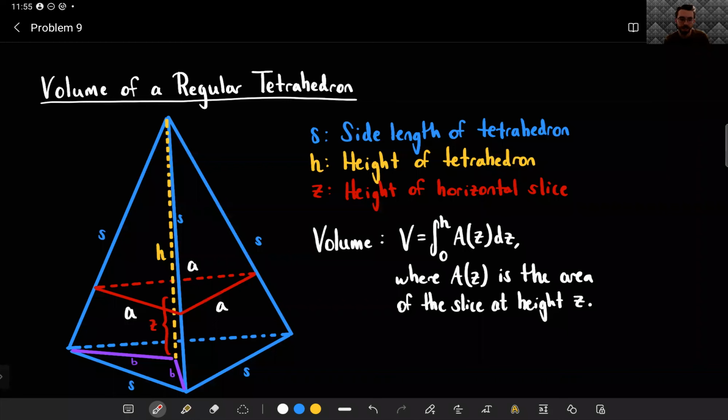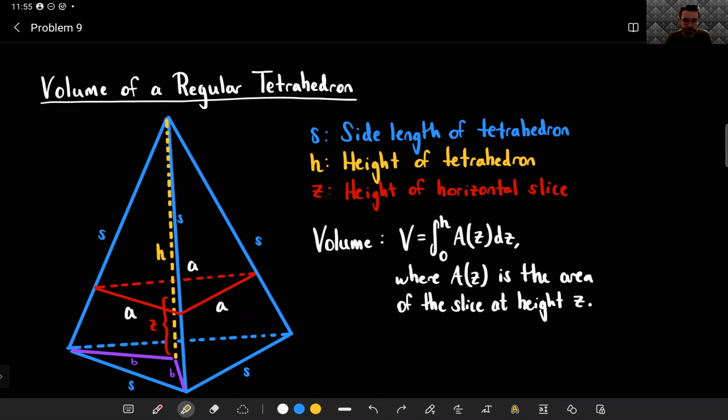Hi, everyone. Today, we're going to go over how to find the volume of a tetrahedron, specifically a regular tetrahedron. Regular here just means that all the side lengths are the same length. So I'm calling them all S. In this problem on the homework, I believe S is given to you, but it can change from person to person. So I'm just going to solve this in general, and then you can plug in your value of S at the end.